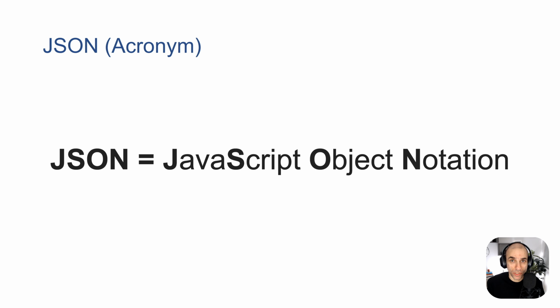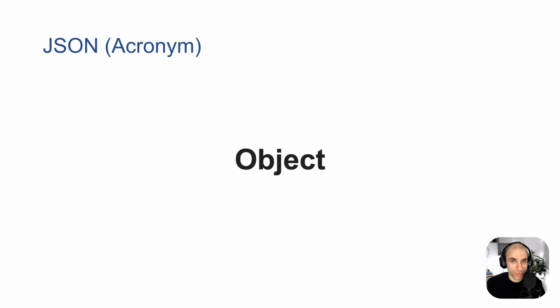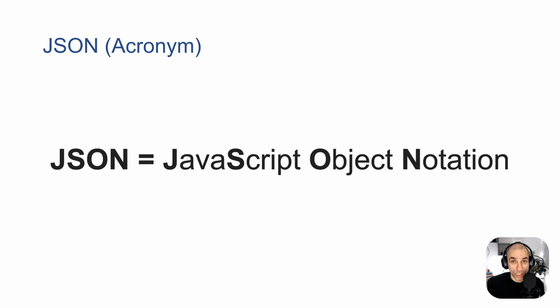So JavaScript Object Notation is a mouthful. So sometimes people just refer to it as a JSON object or simply object. So if you notice that I interchange between JSON, JSON object, or object, just remember that I'm talking about the same thing, and that is JSON. Okay, so that's the acronym, JavaScript Object Notation.